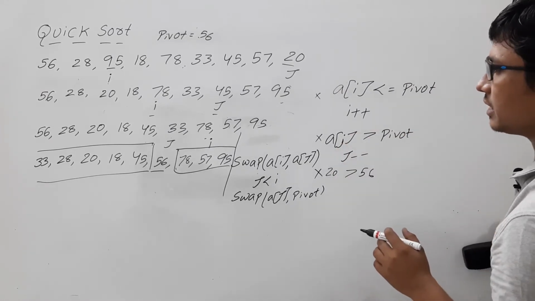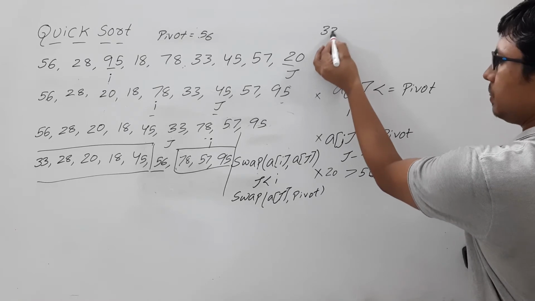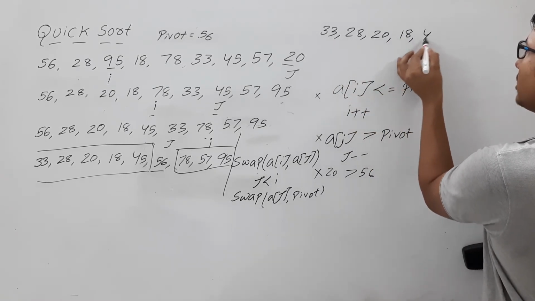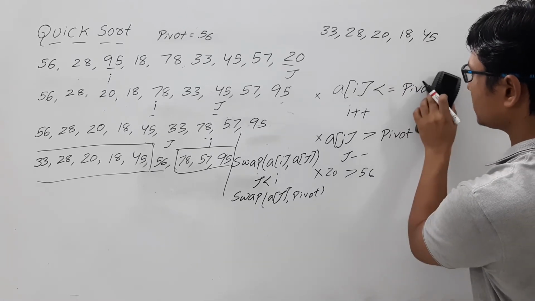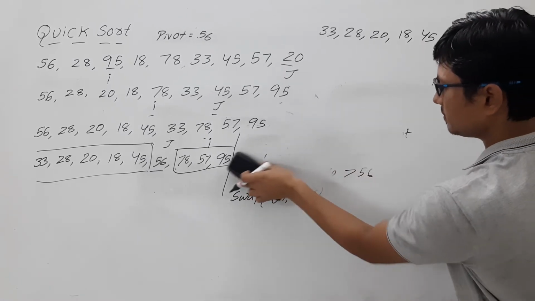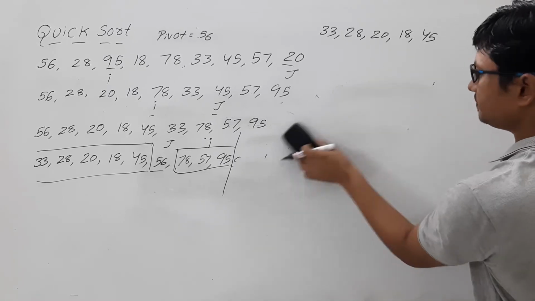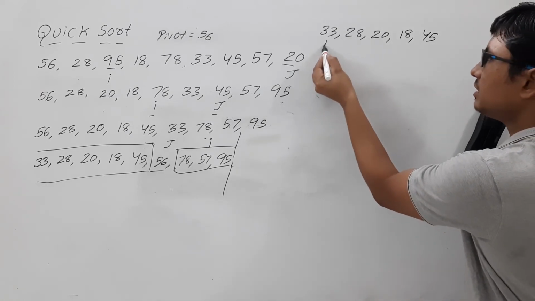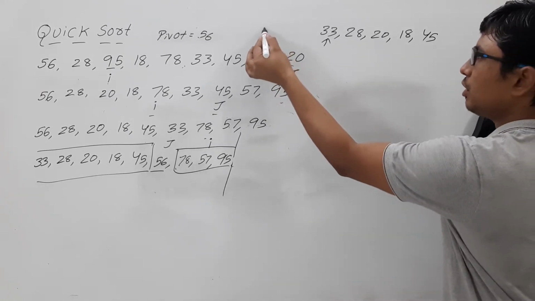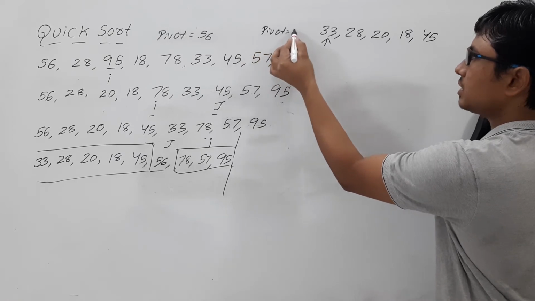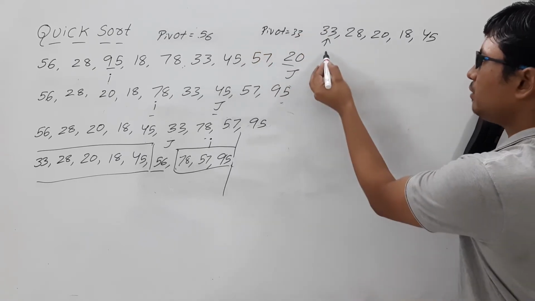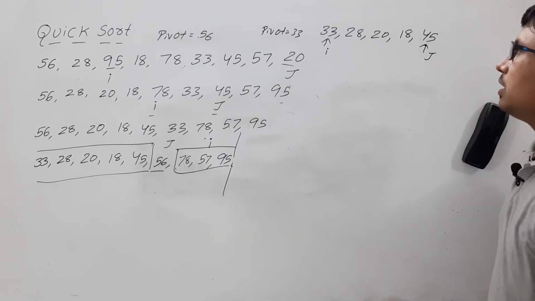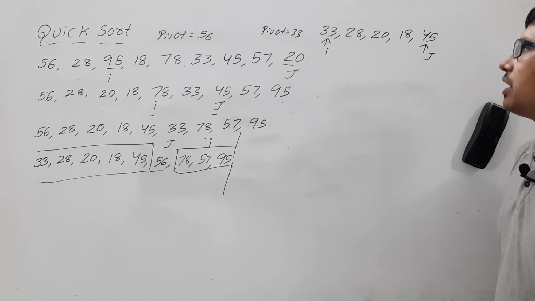So now let me take 33 here, 28, 20, 18, 45. Is it clear? Are you able to understand? Let me erase this one. Now what is the pivot element? 33 is the pivot element. So in this scenario, pivot is 33. Okay. And I is pointing here and j is pointing here. Is it clear?